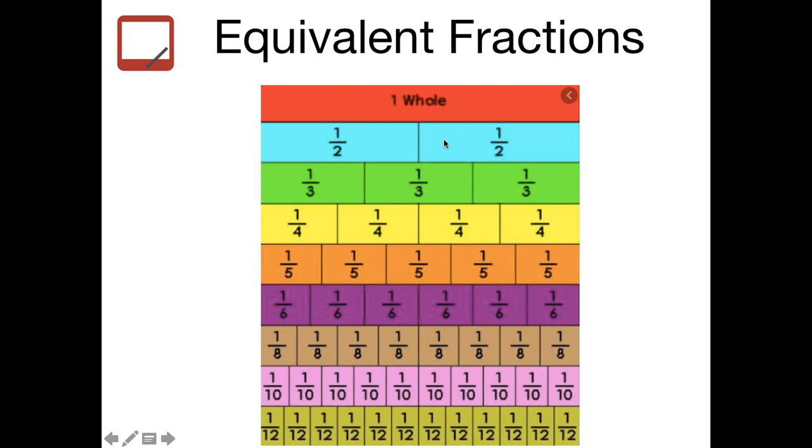Okay. They are all in different colors. The only difference is they are all the same wholes. So if you look, they are all the same size. These wholes are the same size. The only difference is they are all partitioned into different equal parts. So they are partitioned into halves and thirds and fourths, fifths, sixths, eighths, tenths, and twelfths.